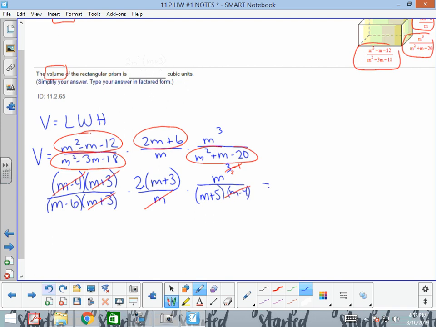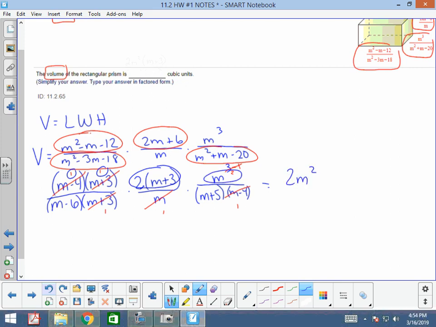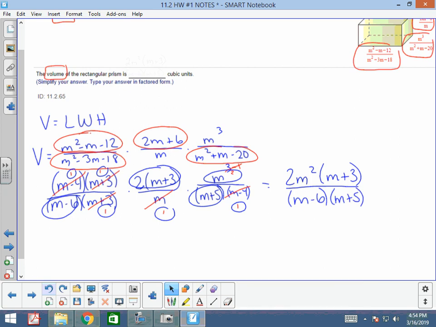All right, so in the numerator, remember these are all ones when I canceled out. Multiplying in the numerators, I have 1 times 1 times 2 times m plus 3 times m squared. So we write the monomials first, 2m squared, and then the m plus 3 in parentheses. In the denominator, I have m minus 6 times 1 times 1 times m plus 5 times 1. So that's m minus 6 times m plus 5. And that is the volume of that rectangular prism.